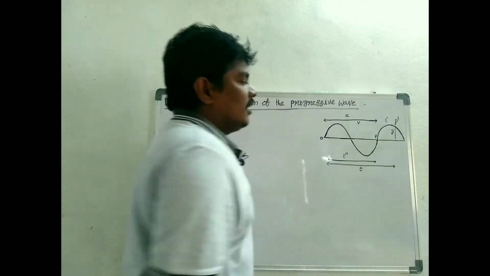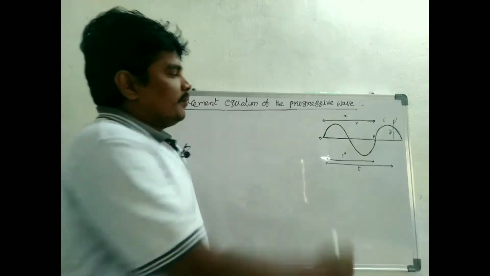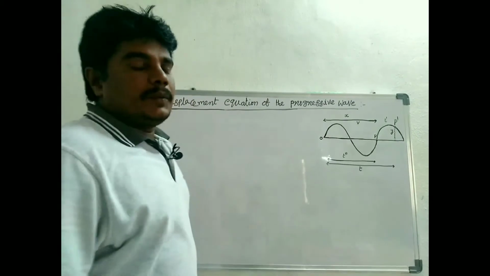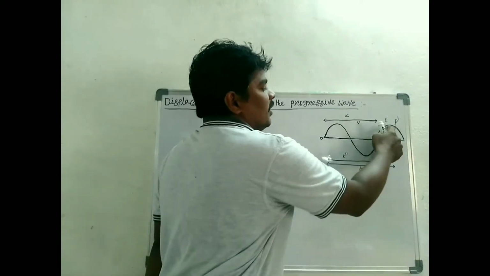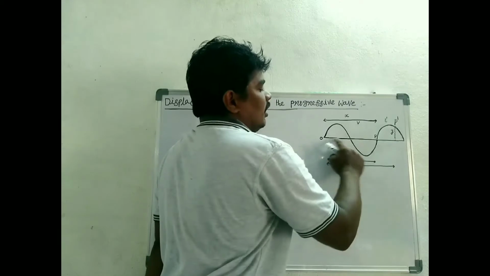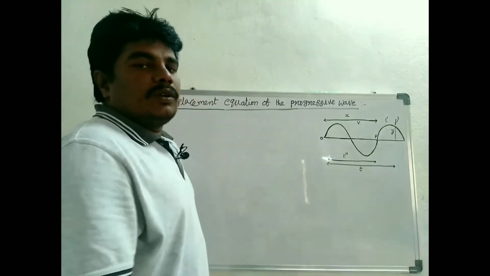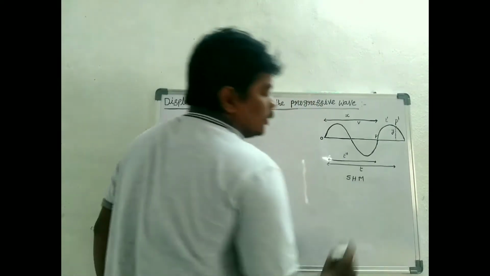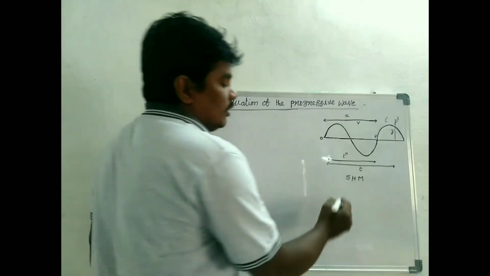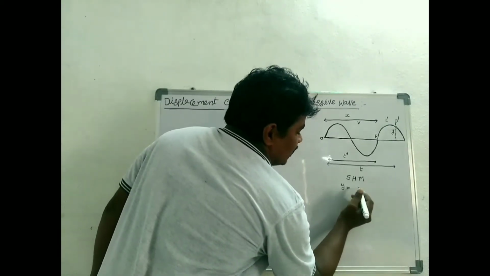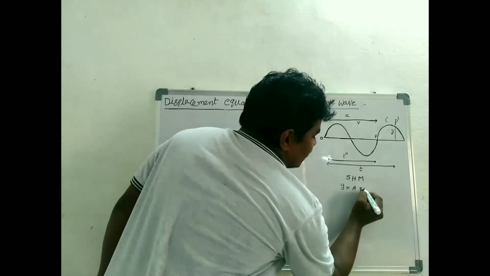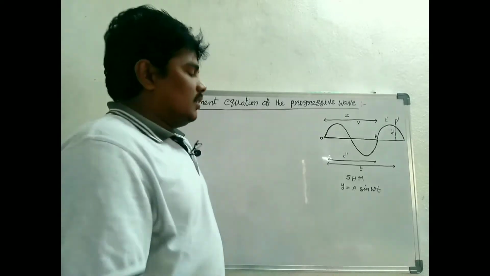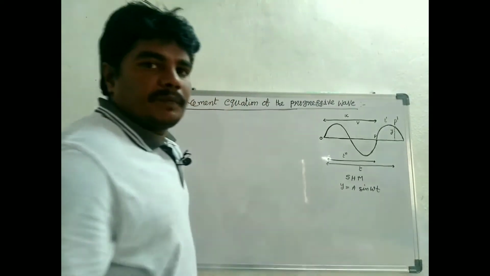We take a string and give a jerk like this. A transverse wave is generated and propagates in the string. Here the string is performing to and fro motion about the fixed mean position, so it is executing simple harmonic motion. In simple harmonic motion, the displacement of the body is y equals a sin omega t. We learn this in the chapter Oscillations.